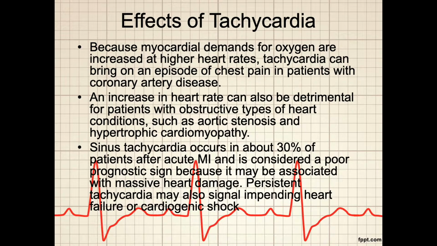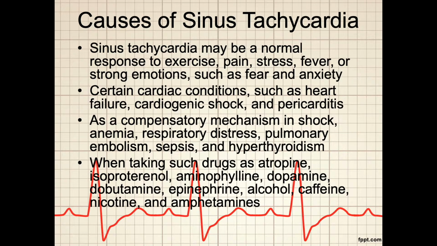Sinus tachycardia occurs in about 30% of patients who have suffered an acute MI and is also considered a poor prognostic sign because it may be associated with massive heart damage. If the ventricles are damaged enough, they won't be able to have an adequate stroke volume. Your compensatory mechanisms are going to have the heart rate increase. If the patient's had a heart attack, that's a very bad sign. Because of this, persistent tachycardia may also signal impending heart failure or cardiogenic shock.